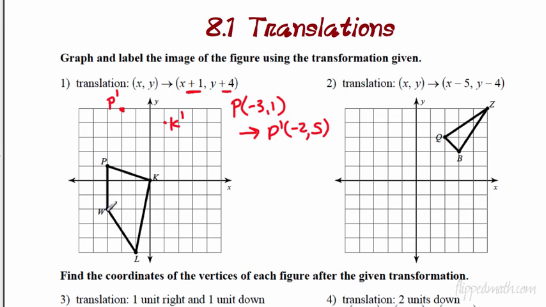So what do we got? W, 1 to the right, up 1, 2, 3, 4. Here's W prime. And L, 1 to the right, up 1, 2, 3, 4. So L prime will be right here. Sometimes your shapes do overlap. That's okay. That happens. Let's draw our new picture here, but they should be congruent. I mean, they should look exactly the same when you're all done.